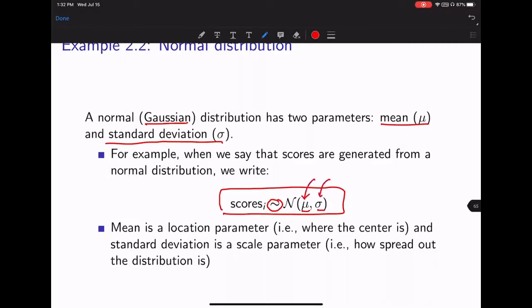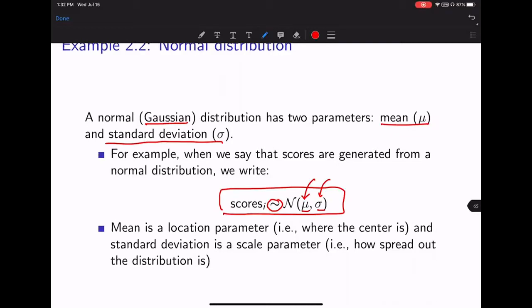And there are two here, right? So the first one is the mean. And the mean, or the average, is a location parameter. It tells us where the center is. It tells us where the center point of the distribution is.